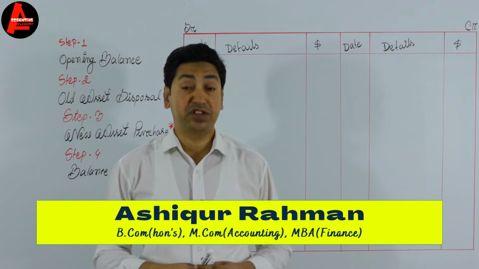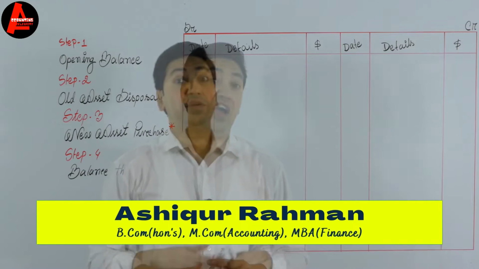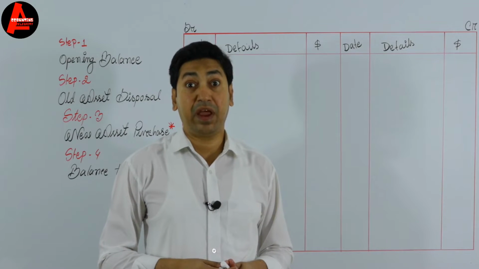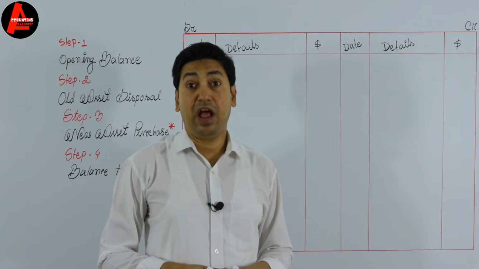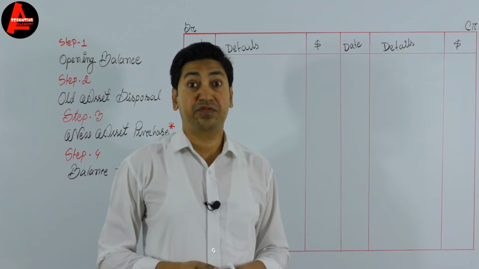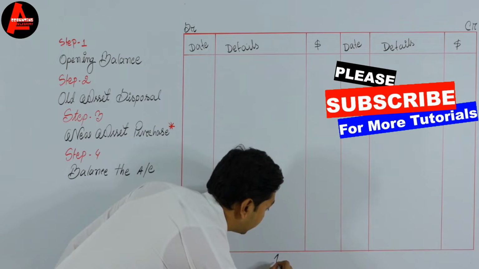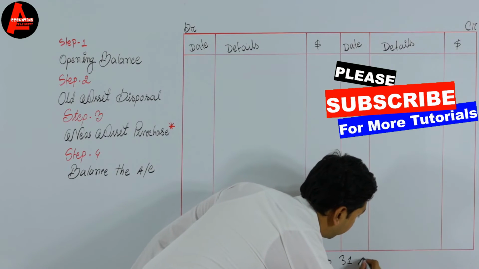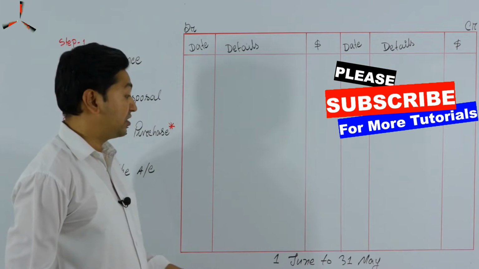Okay, so first of all, we need to know the financial year. She prepares her financial statement on 31st May. It means that she starts her financial year on 1st June and ends on 31st May. So the financial year will be 1st June to 31st May. Here we have 12 months. So this is the financial year.